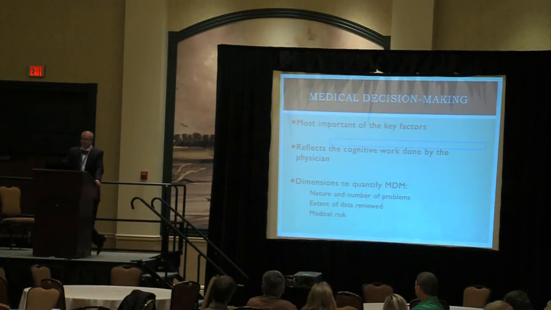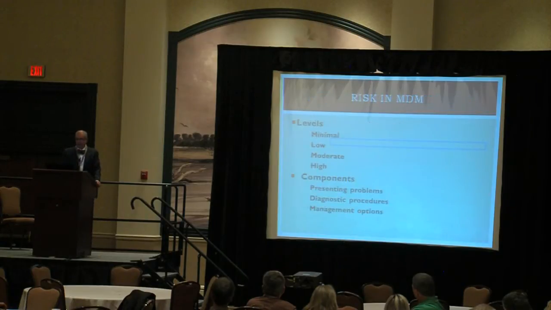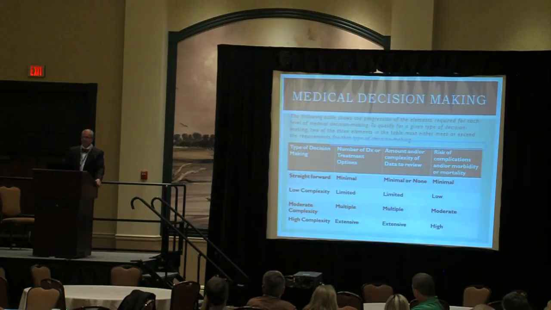The dimensions for medical decision making are the nature and number of the problems, the extent of the data reviewed, and the level of medical risk. It's divided into straightforward decision making, low complexity, moderate complexity, and high level complexity. And the levels are based on the numbers of problems or diagnoses, the data reviewed, and the level of risk.